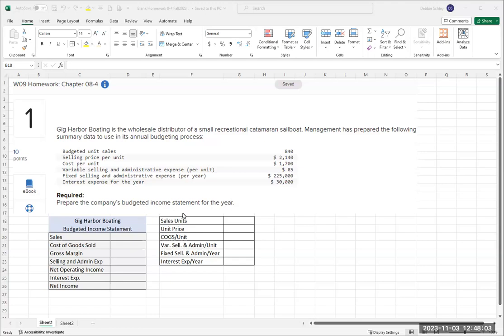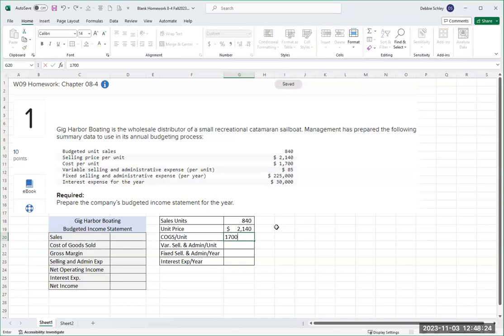Okay, so the first thing I'm going to do is put all these numbers where I can reference them for my document. So 840 is my sales units. That's not dollars, that's units. 2140 is my unit price. That's expensive. Cost of goods sold is 1700. Variable selling expense per unit is 85. Fixed is 225,000. And then my interest expense for the year is 30,000.